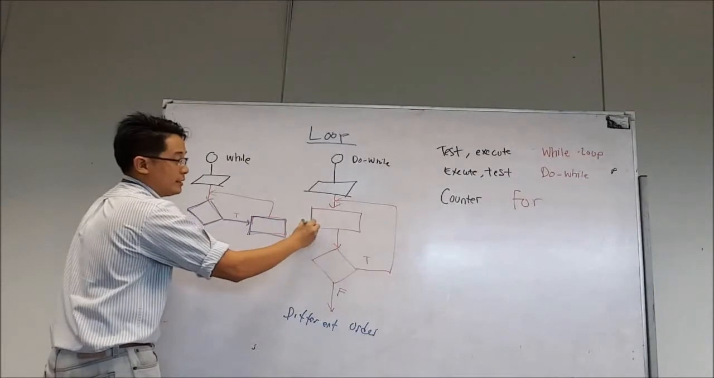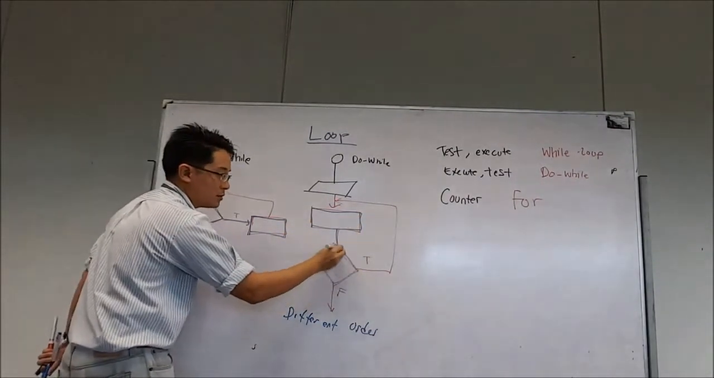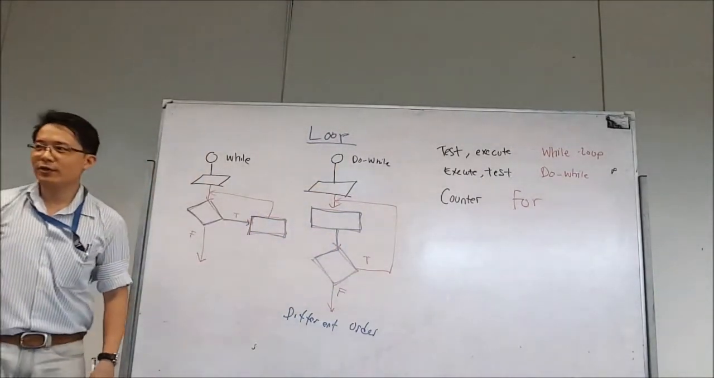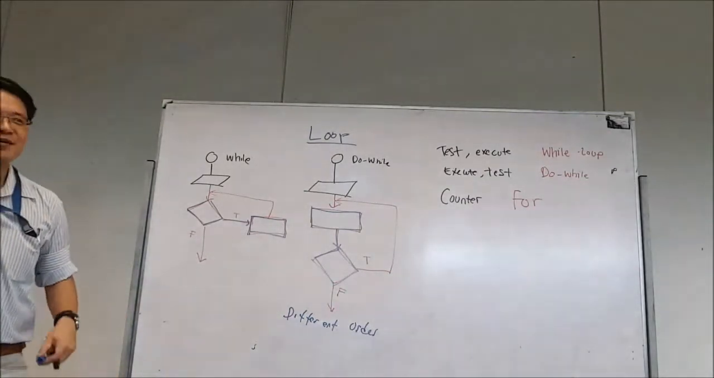Whereby, you execute first, then only you test. Do first, then only you test. You go to a restaurant, no need to check the menu price, just walk in, eat first. Then ask how much you have to pay.